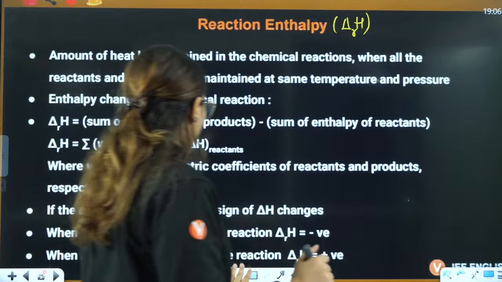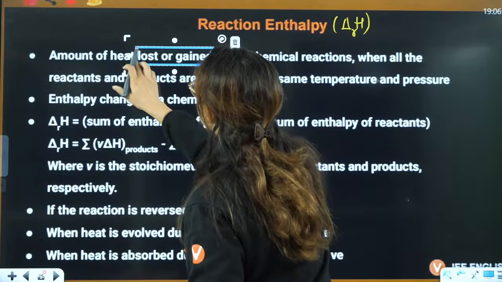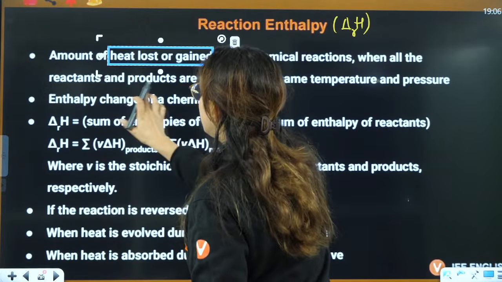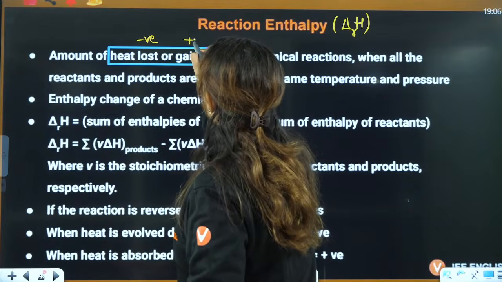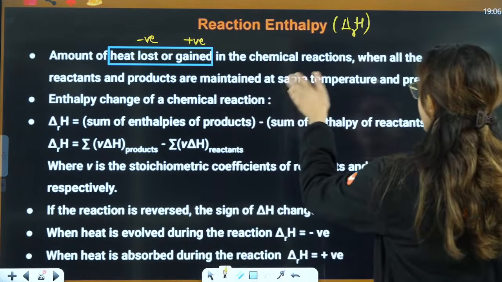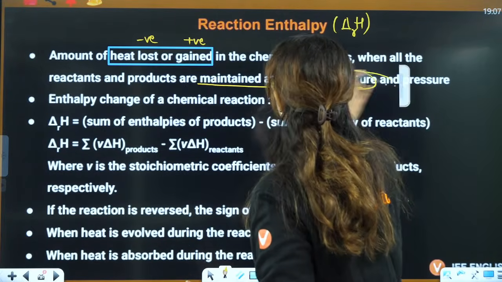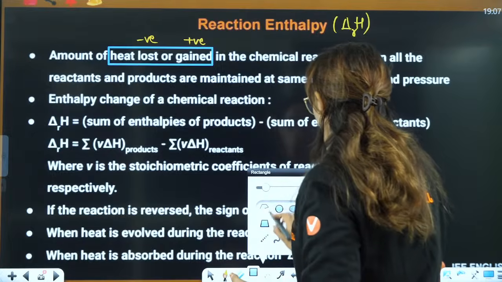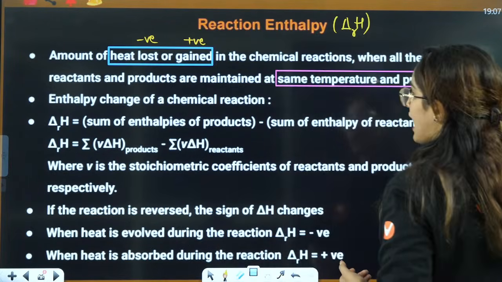Heat can be lost or heat can be gained. If heat is lost, then it is called released, that is negative, and if heat is gained, it is positive. In a chemical reaction, the condition is that all the reactants and the products are at the same temperature and pressure.